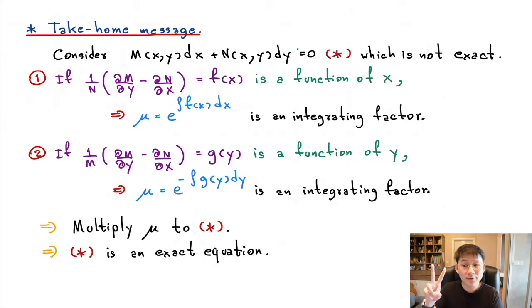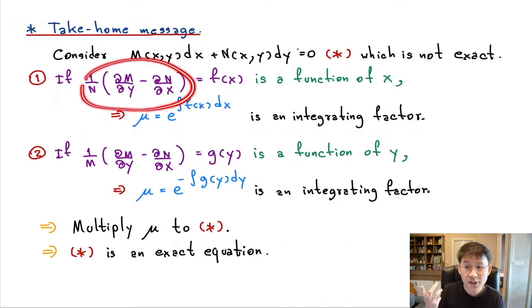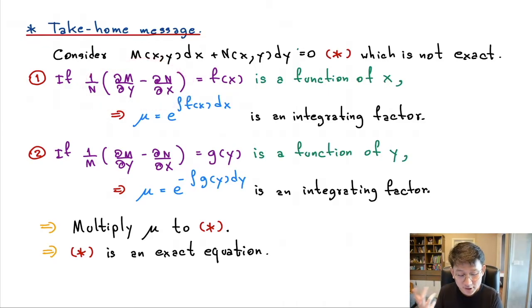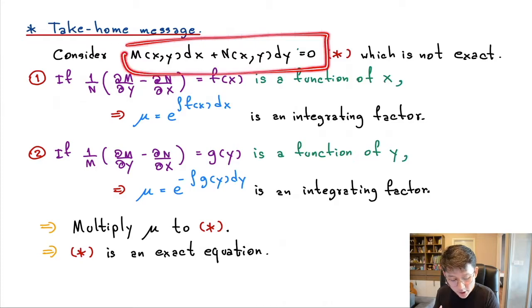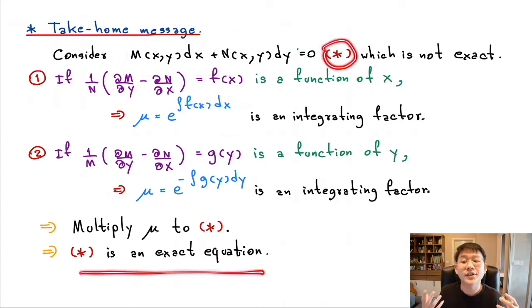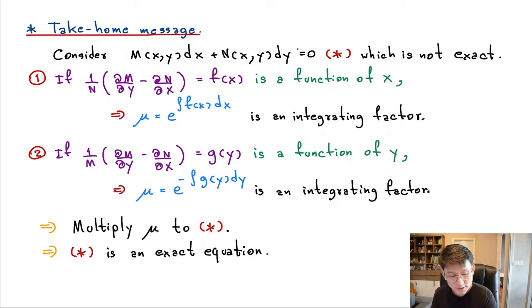Okay, so we have two cases: when this guy or mu is a function of x, and when this guy or mu is a function of y. We can define mu in this way. And then we multiply mu to this equation, and then this equation, I should write mu star, becomes an exact equation.